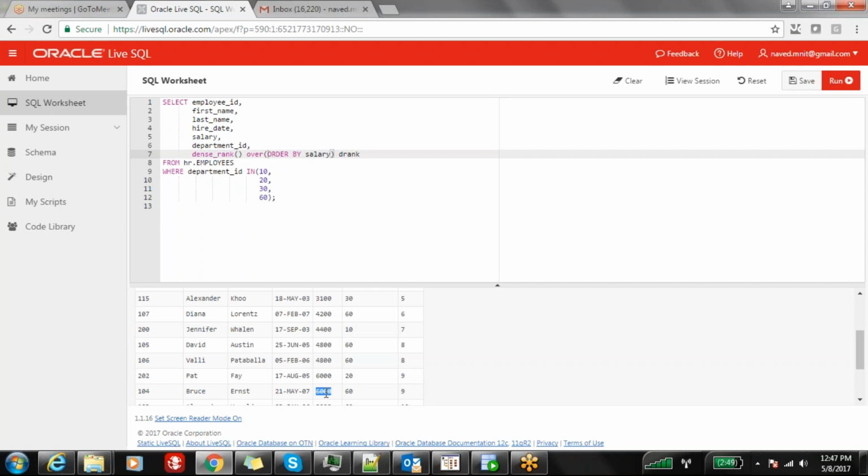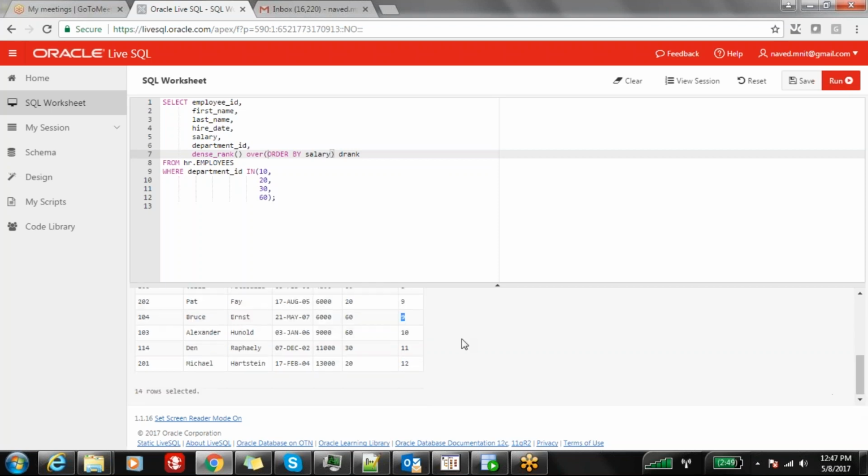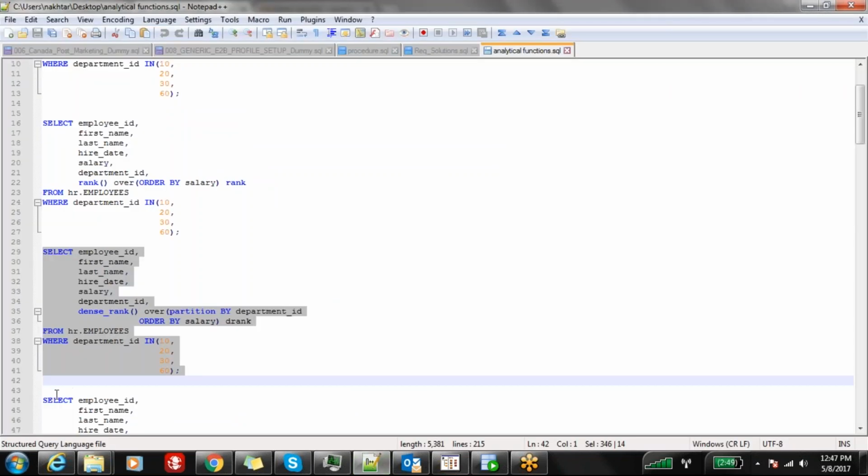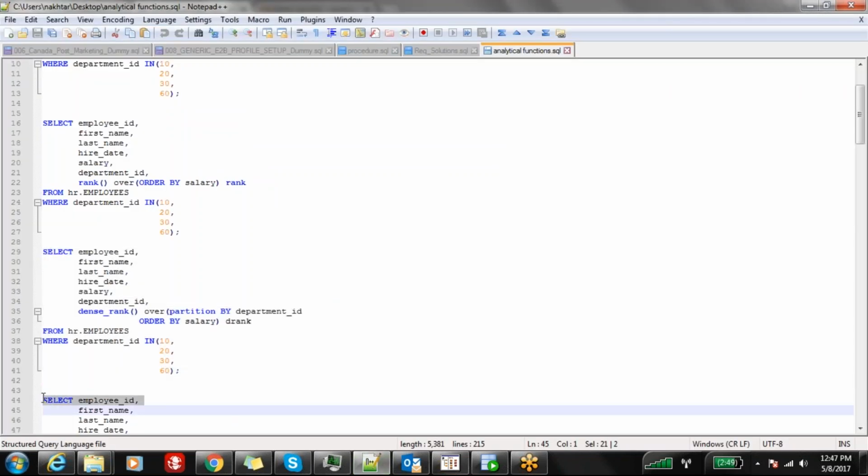Now the next row is having the same salary, so it is having the same rank. And then if it finds the next row with a different salary, it is going to have the next rank, it is not going to skip any rank. I hope you understand the concept over here. So that was all about rank and dense rank. Let's now go to the row number function.